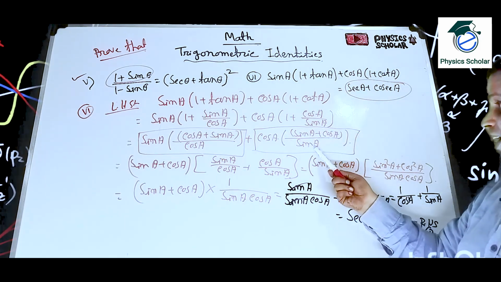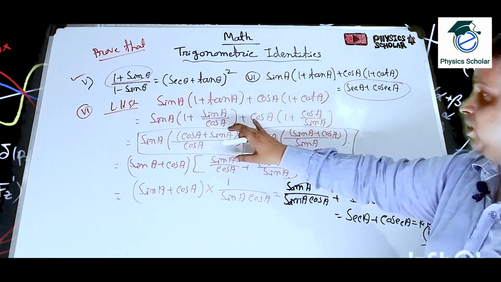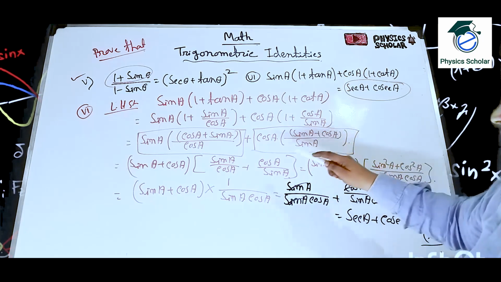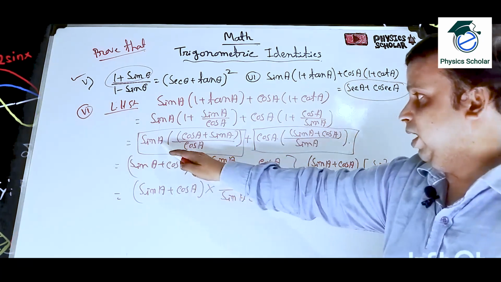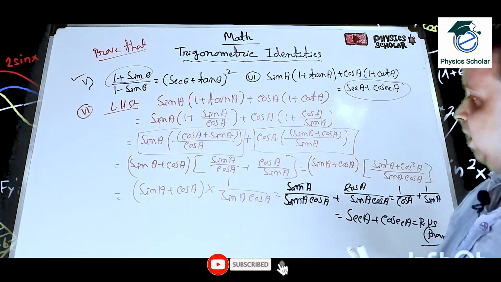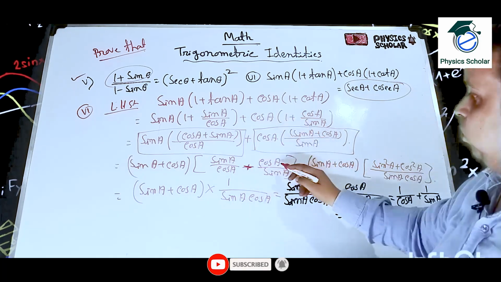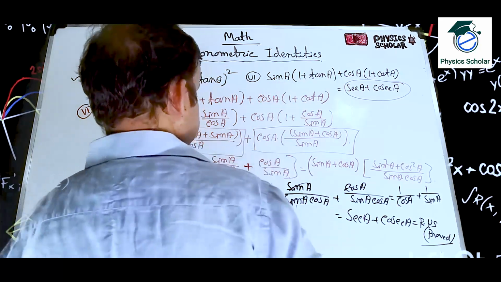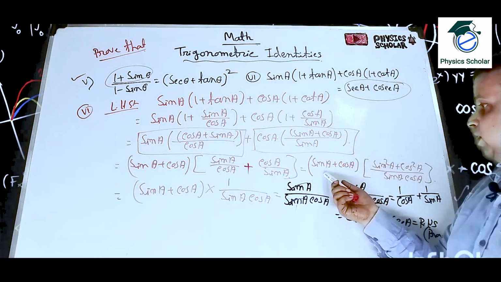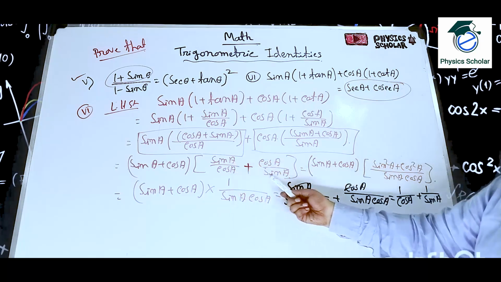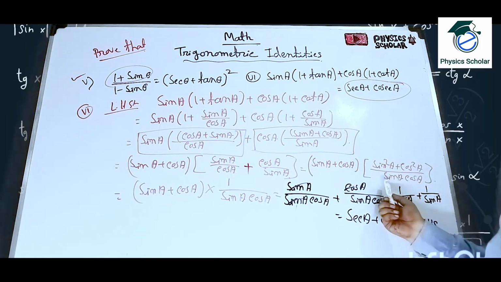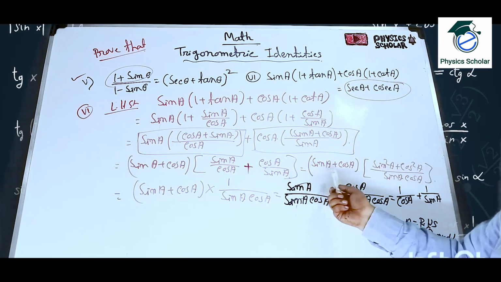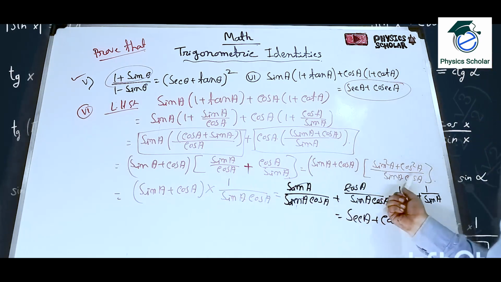So (cos A plus sin A) by cos A, plus cos A into (sin A plus cos A) by sin A. From these two terms, connected with plus, we have taken common sin A plus cos A. So here sin A by cos A plus cos A by sin A. Clear? If you can see it properly. Then sin A plus cos A common. Now again sin A cos A will be the LCM, so sin square A plus cos square A means 1. So sin A plus cos A into 1 by sin A cos A.